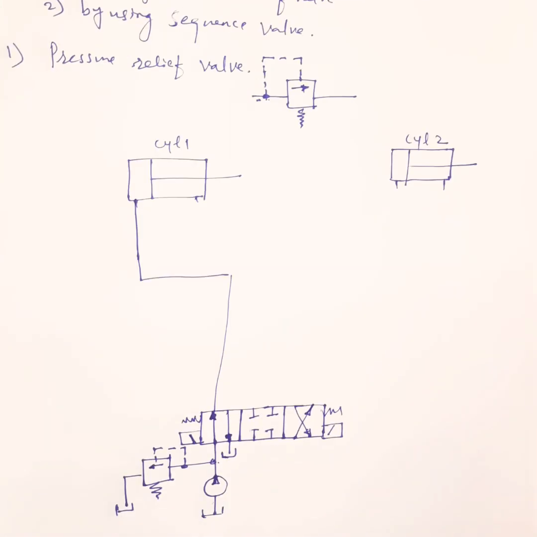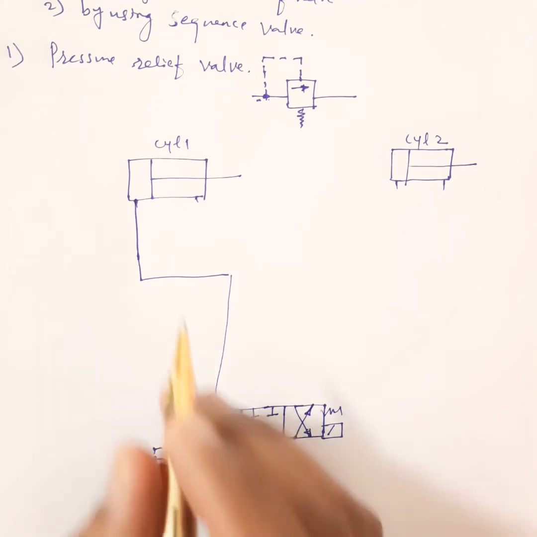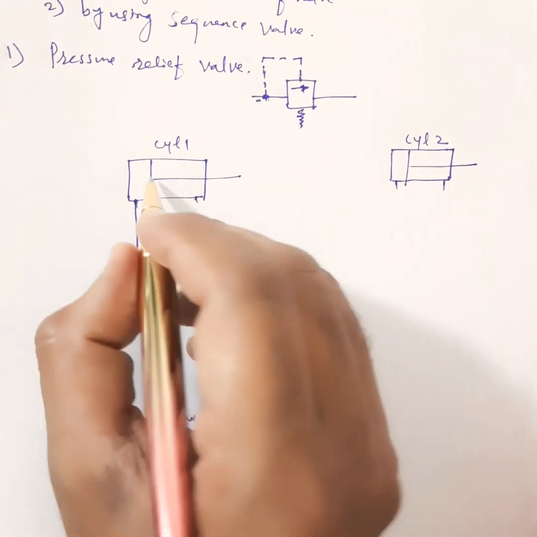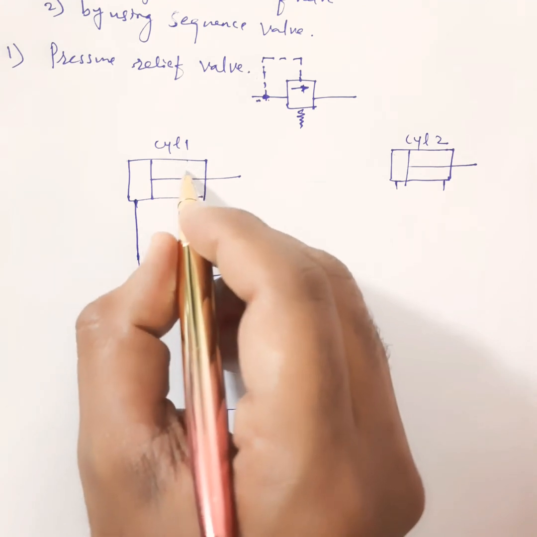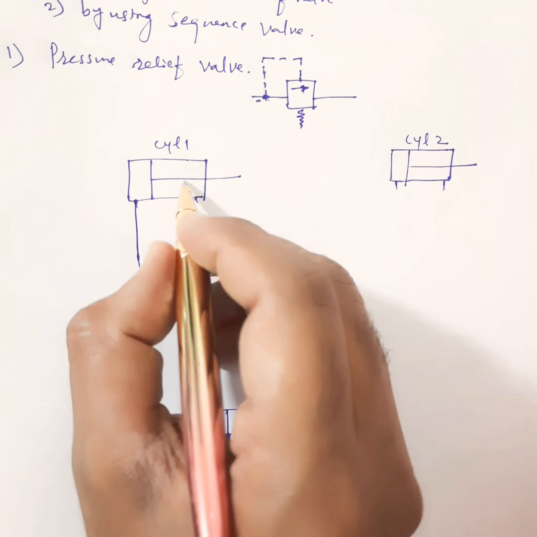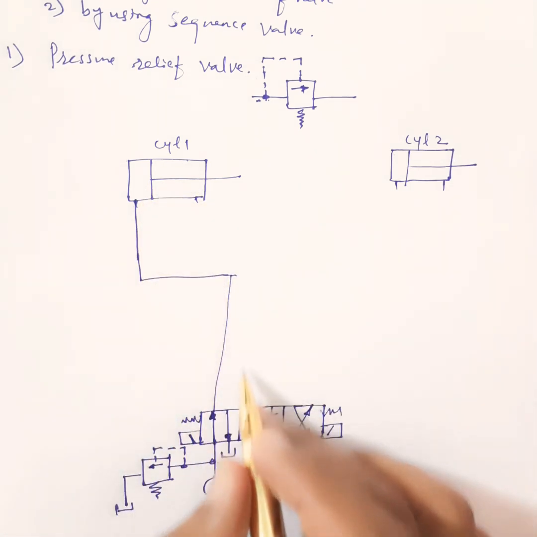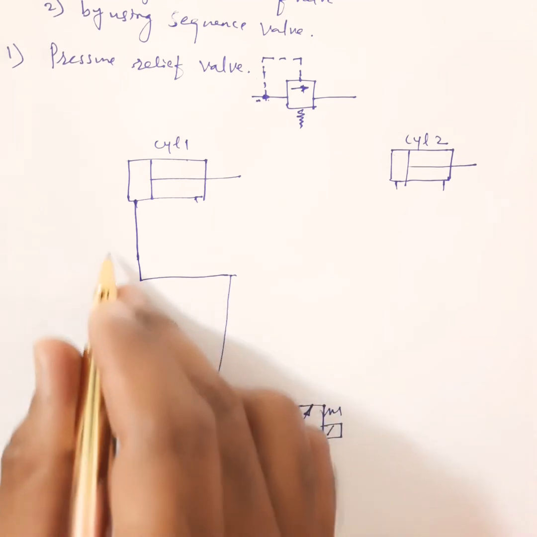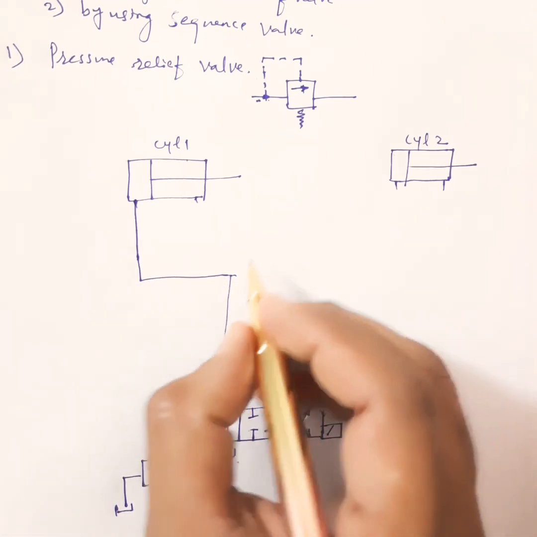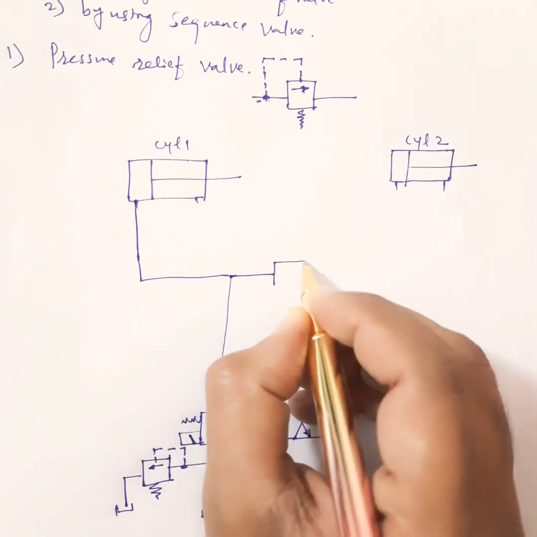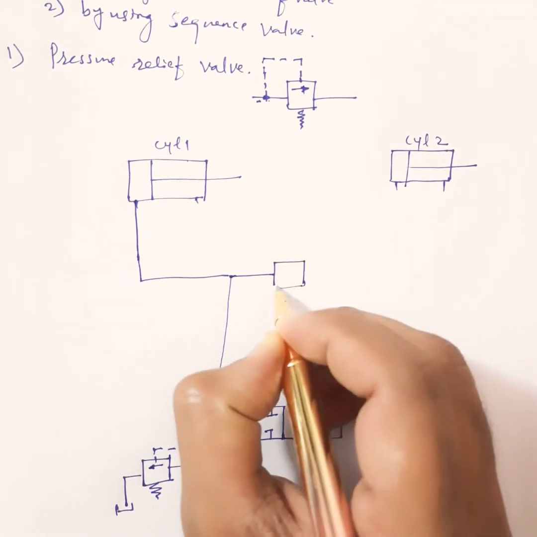Cylinder 1 will extend, and when piston 1 reaches the extreme position, here this is the extreme position, there is no requirement of the fluid and your pump is supplying the fluid continuously. So in this line the pressure will get increased. Okay, so here we will install one more line, and here we will install a pressure relief valve.